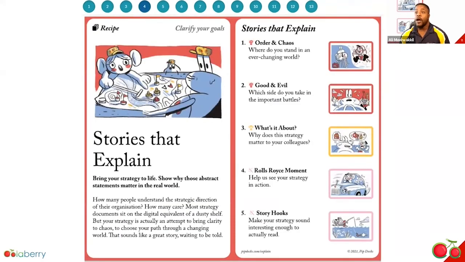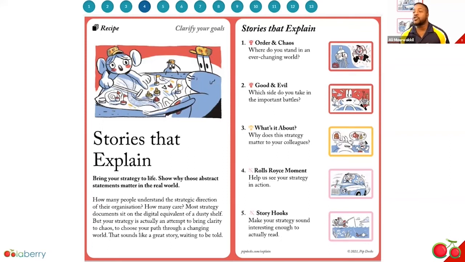Stories that explain. All right, so think about your recipe as all of the ingredients that you need to make this meal, okay? Or in your case, a story about your project. So here you can see stories that explain. Bring your strategy to life. Show why those abstract statements matter in the real world. How many people understand the strategic direction of their organization? How many care? Most strategy documents sit in the digital equivalents of a dusty shelf, but your strategy is actually an attempt to bring clarity to chaos and choose your path through a challenging world. That sounds like a great story waiting to be told.